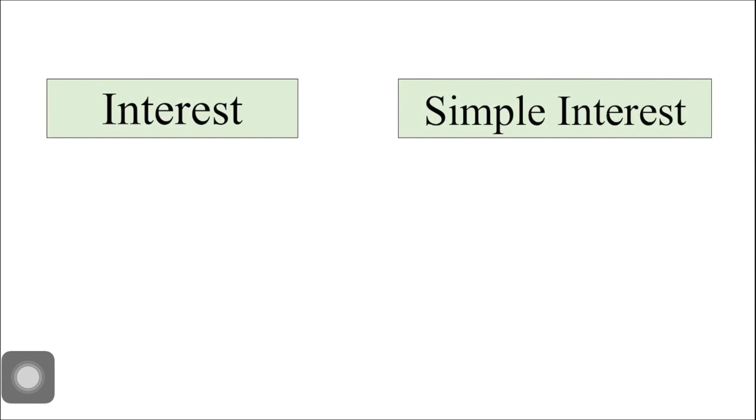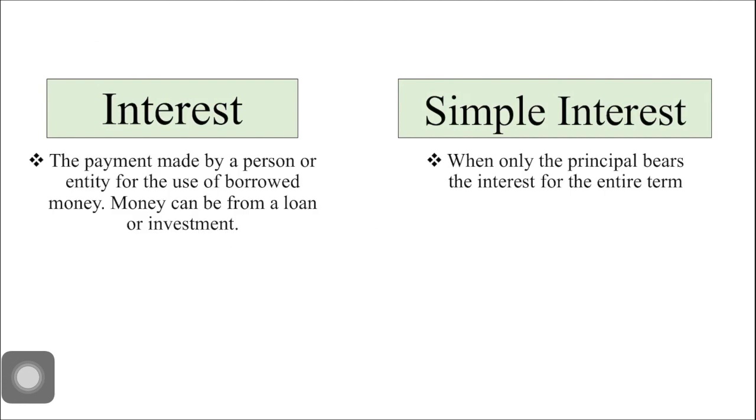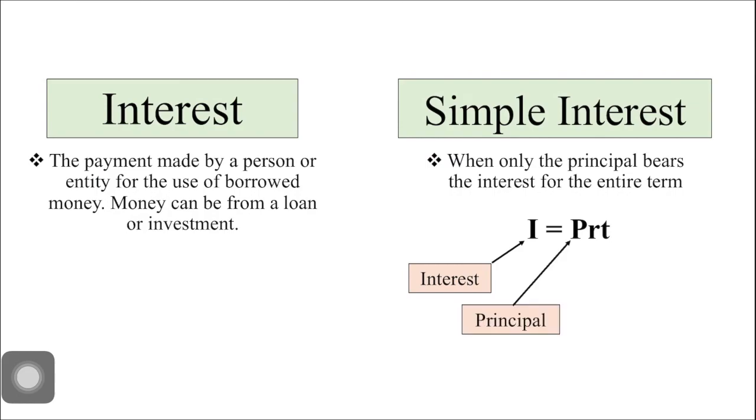Okay, first, interest and simple interest. When you say interest, this is the payment made by a person or entity for the use of borrowed money. Money can be from a loan or investment. And when you say simple interest, this is when only the principal bears the interest for the entire term. So this is the formula in getting the interest. I is the interest, P is the principal, the small letter R is the rate, and the T is the time or the term.